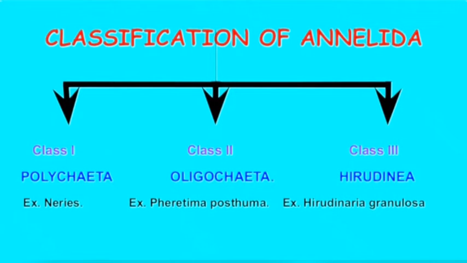Next one, classification of Annelida: Polychaeta, Oligochaeta, Hirudinea. So what is the classification of Annelida? Here the annelids are classified into Polychaeta, Oligochaeta and Hirudinea. The examples for Polychaeta are Nereis and even Aphrodite. And for Oligochaeta, very good examples mentioned here are Pheretima posthuma and even Tubifex. And Hirudinea, Hirudinaria granulosa, the leech, right?